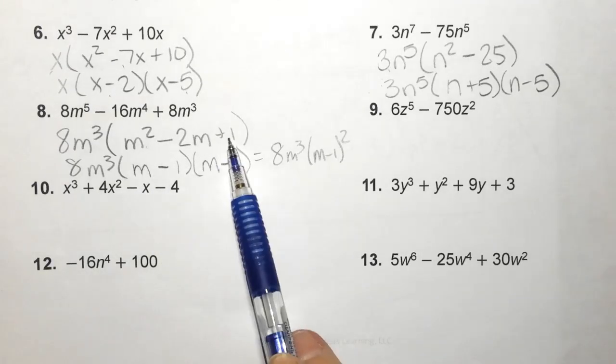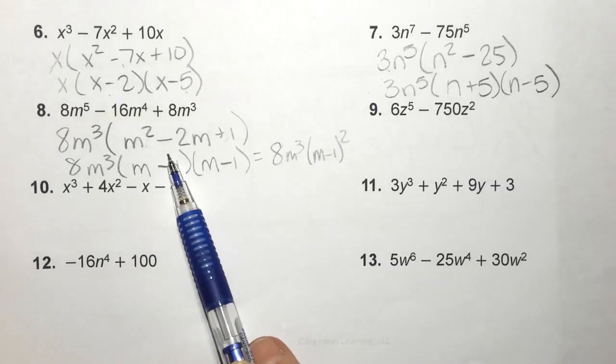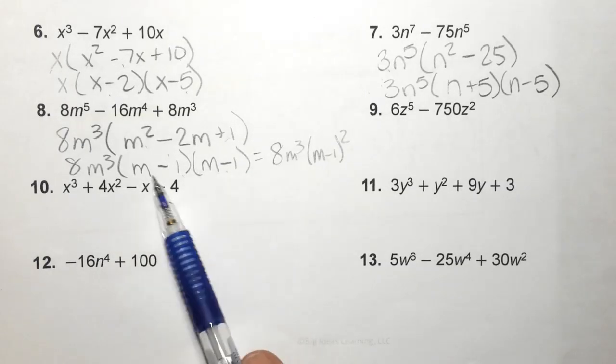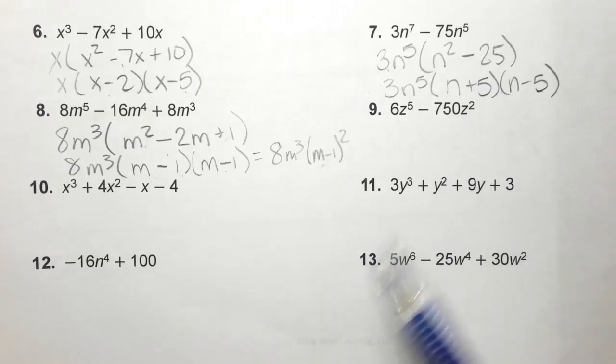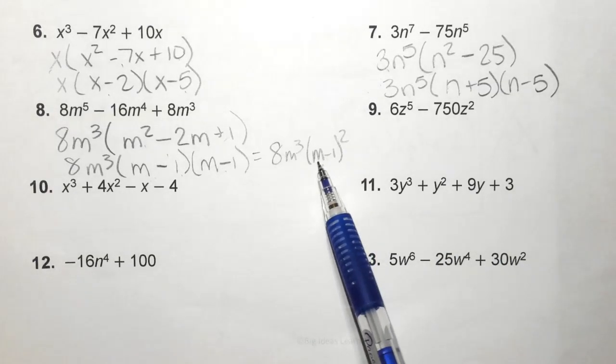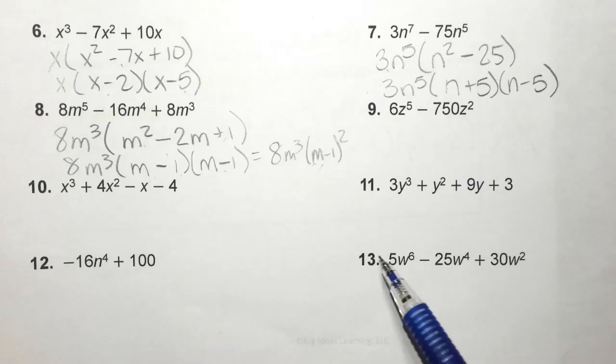Left us with two numbers multiplied to get positive 1, add to get negative 2. So these were repeated, so I was able to rewrite it as a square. So your final answer should look like that. All right, if you haven't tried 9, please try it now. Again, the more you practice these, the better you will get.